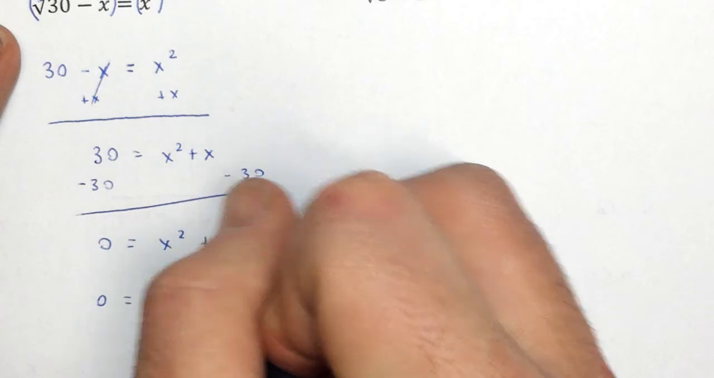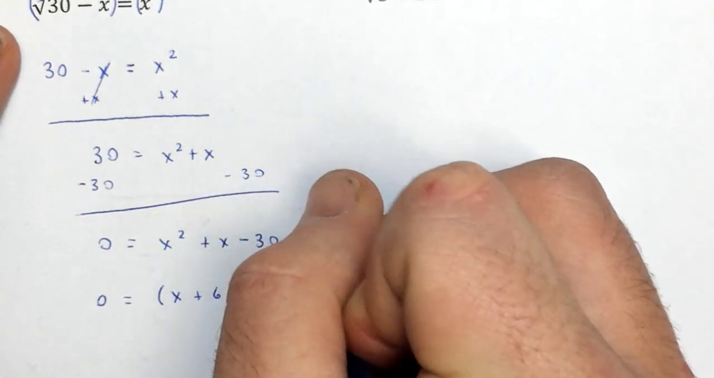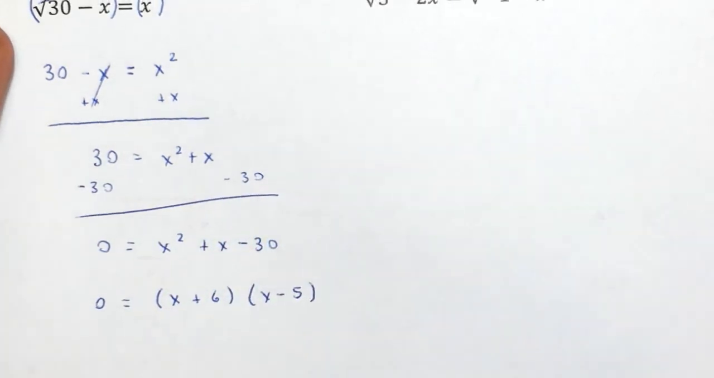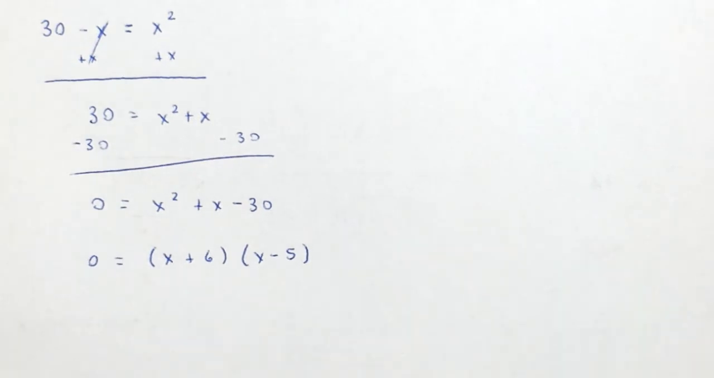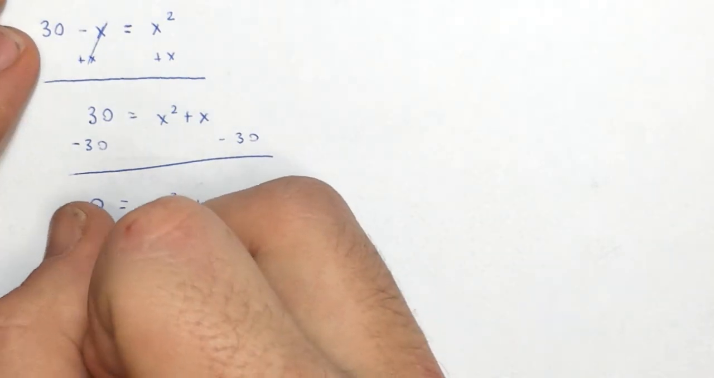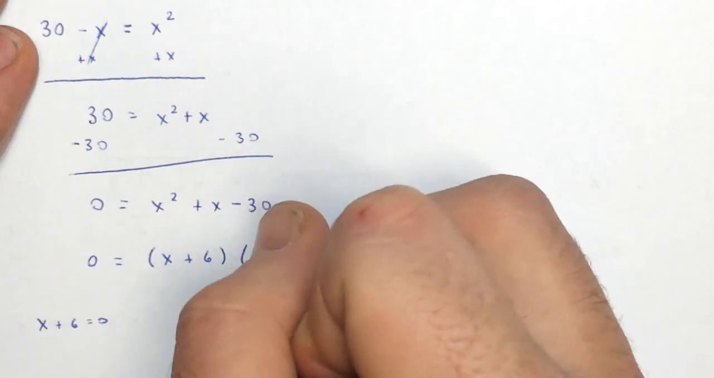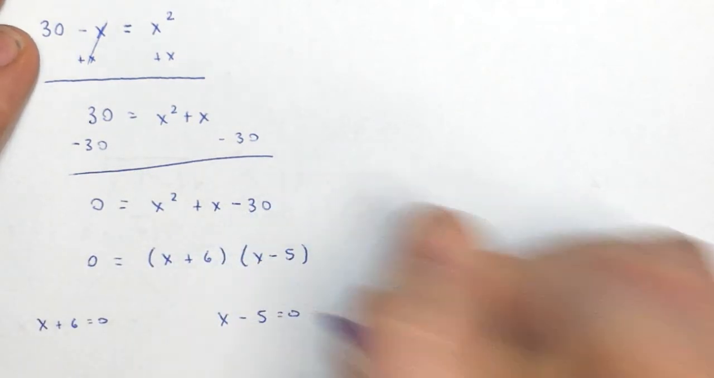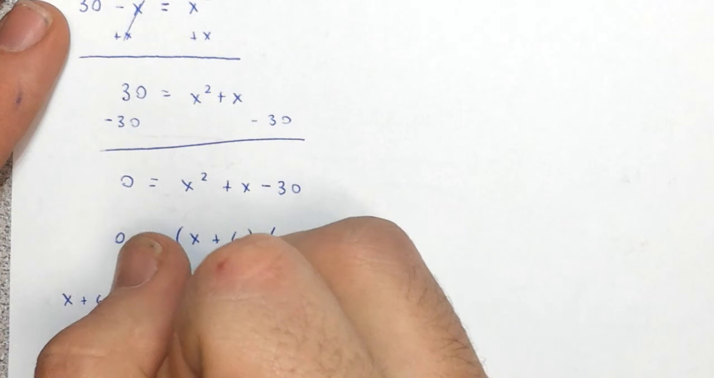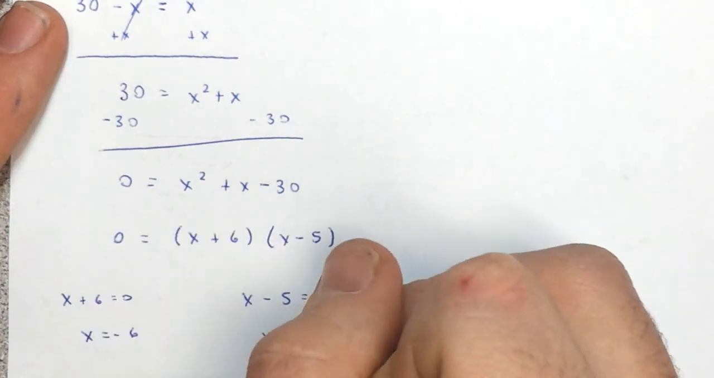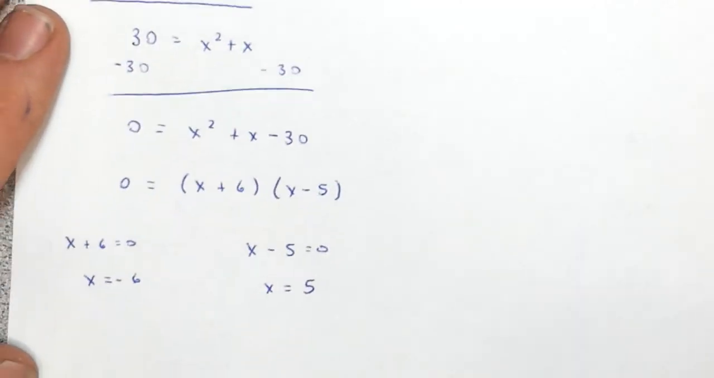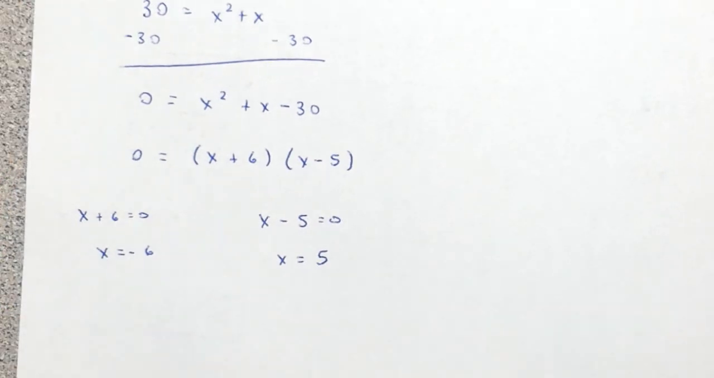It's going to be x plus 6, x minus 5, because 6 times negative 5 is negative 30, and 6 plus negative 5, or 6 minus 5, gets me 1. From there, I can solve them pretty easily. x plus 6 is equal to 0. x minus 5 is equal to 0. Subtract 6, I get x is equal to negative 6. x is equal to positive 5. Right, it's the same process. This is what we have done in our life before.